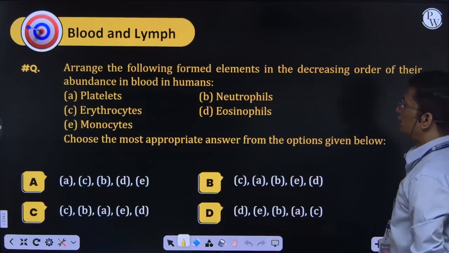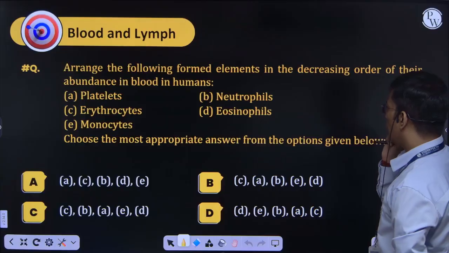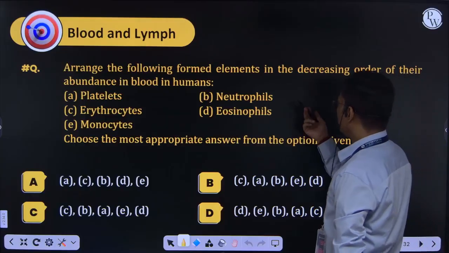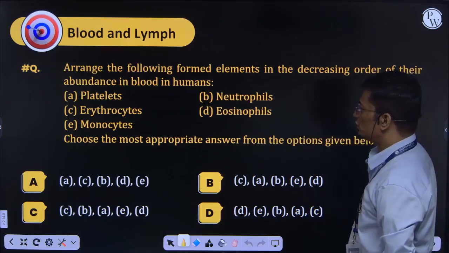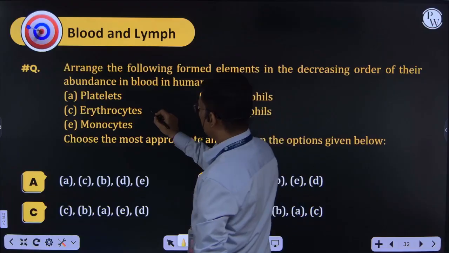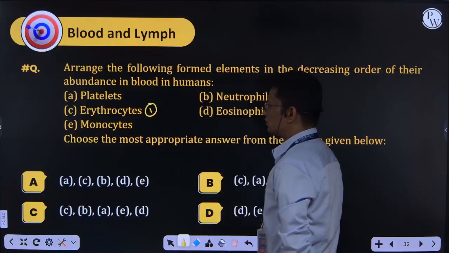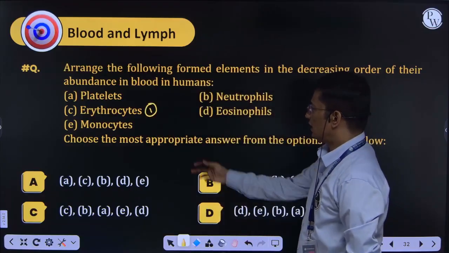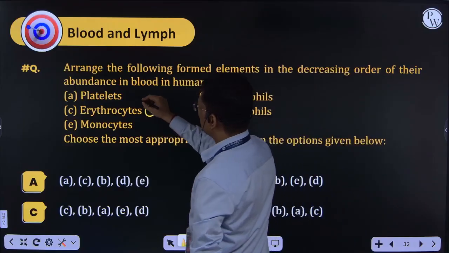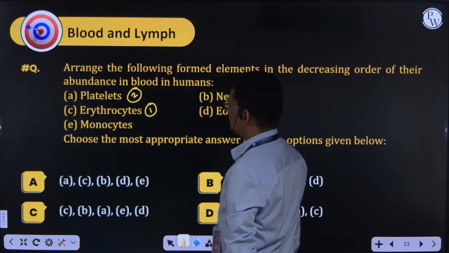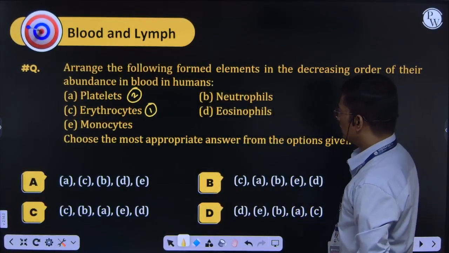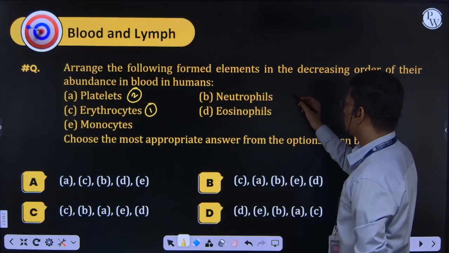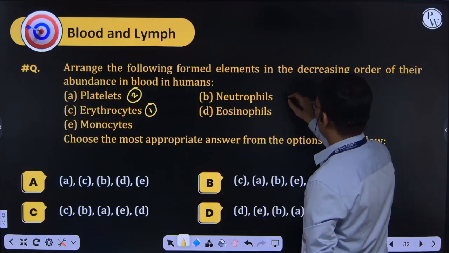Next one. Arrange the following formed elements in blood cells in the decreasing order of their abundance. Which is more in our body? Erythrocyte is abundant, 5 to 5.5 million. After that, platelets, 1,50,000 to 3,50,000. Then we have WBC. So here, which is the WBC? Neutrophil is more, 65%.